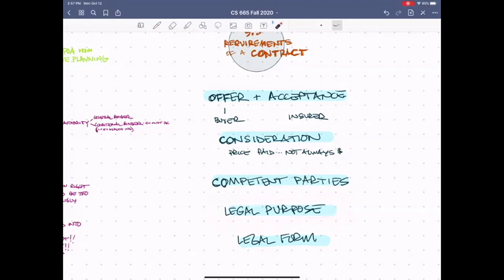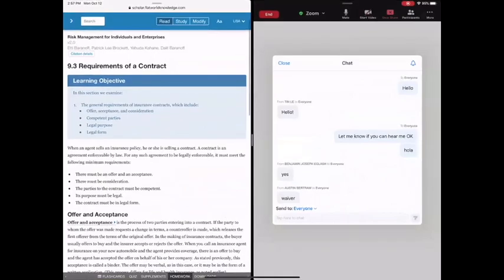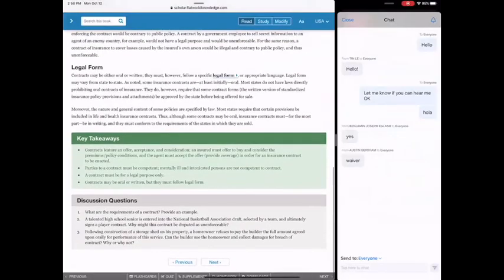And of course, the contract has to be for a legal purpose. If you're entering into a contract to commit arson, that's not legal. And then it has to be on a legal form. In the insurance industry, we've got lots of legal forms, and they have to follow suit with what that state's laws require. So all of these elements exist within an insurance agreement. This one.